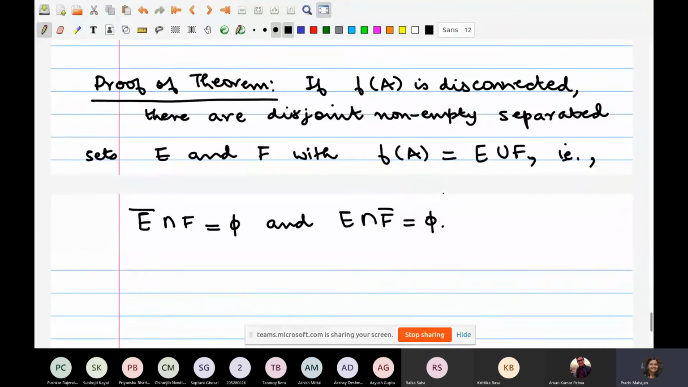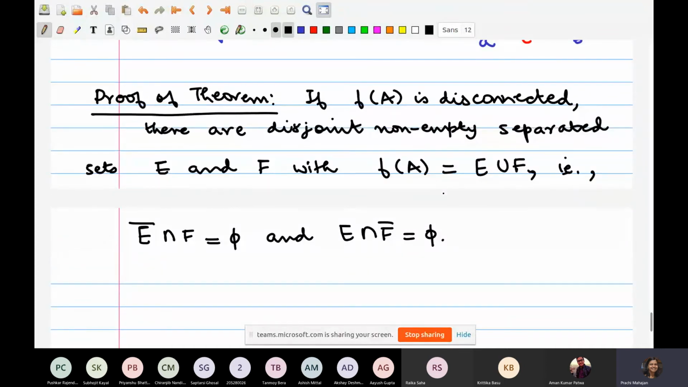So I'm going to make a simplification of notation. Let me write f(A) as S. So I will just replace f(A) by S everywhere. Let's see if that helps.